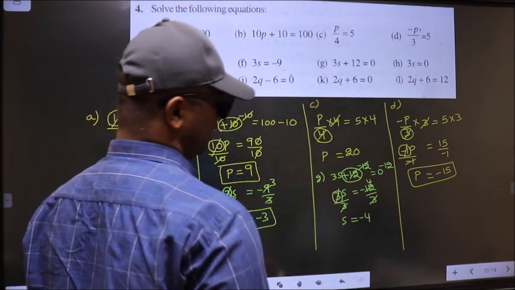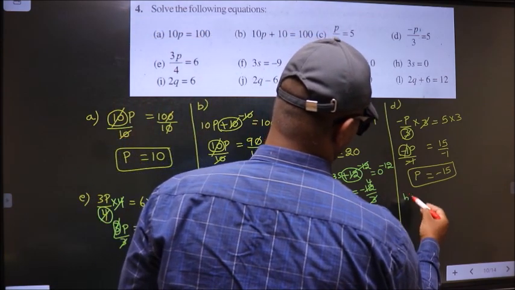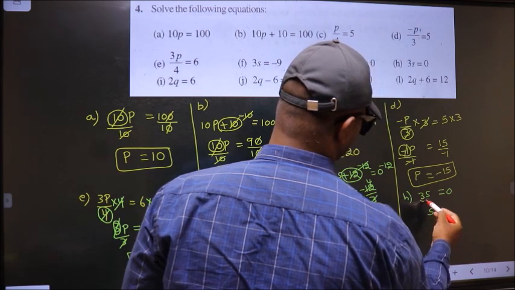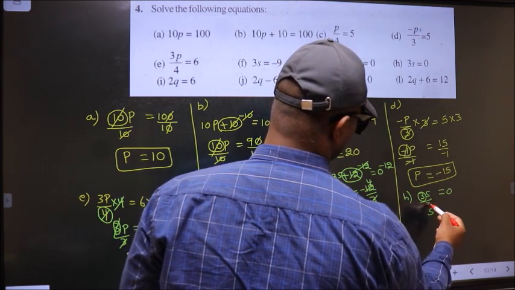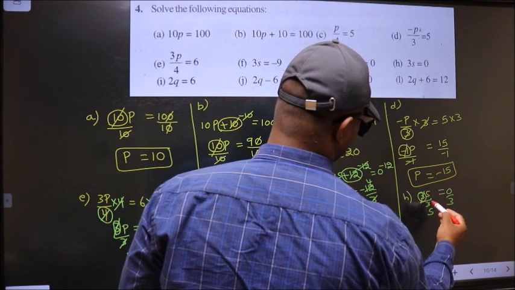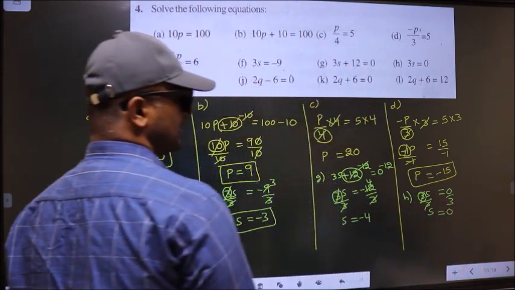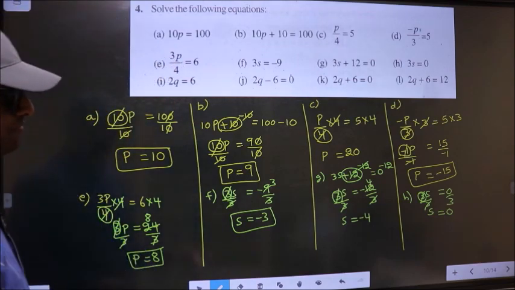Next, 3s equal to 0. Now to get s value we should remove 3. To remove 3 you divide by 3. So this cancels out, s equal to 0 by 3 is 0, is our answer.